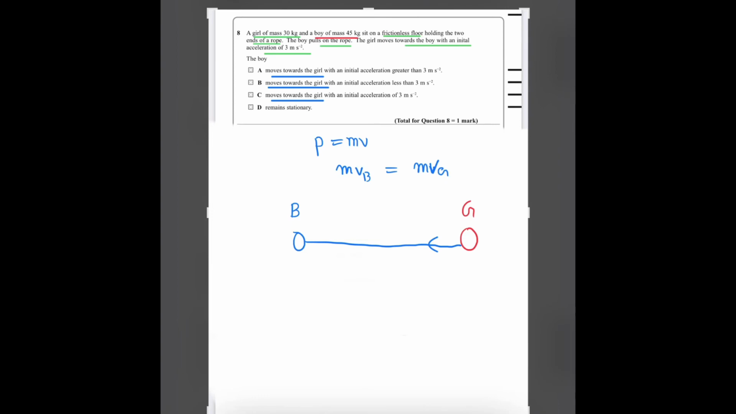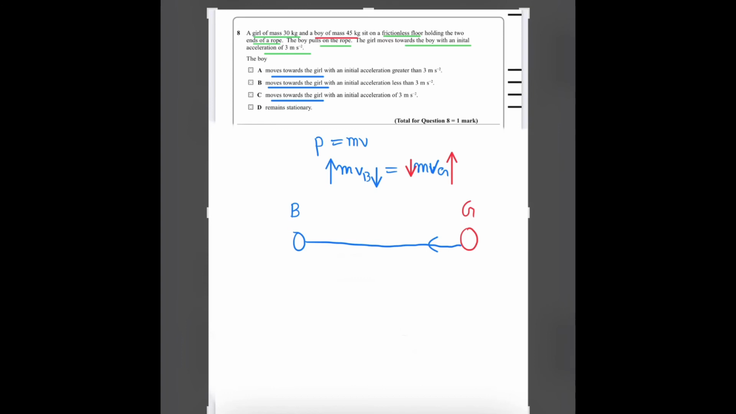So basically, the mass of the boy is greater. So since the mass of the boy is greater, the velocity has to be lower. The velocity of the boy has to be lower. Since there is a lower velocity of the boy, the acceleration would also be lower than the girl, right? The girl has a lower mass. So lower mass means that she would have a higher velocity than the boy.